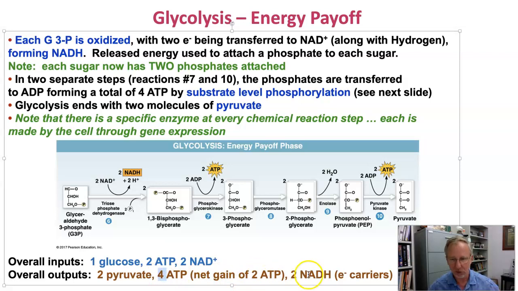You have a net gain of 2. And finally, what's the last output? 2 NADHs. Those are our electron carriers. So this is a summary, again, of what you need to know about glycolysis, the whole picture. Let's move on to the next slide, and I'll show you specifically how substrate level phosphorylation works to make ATP.